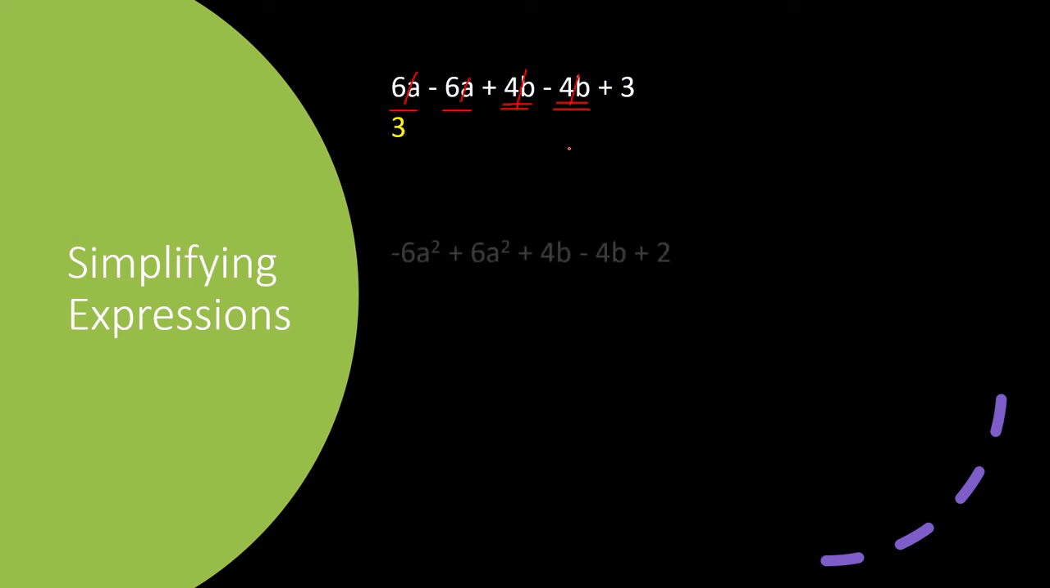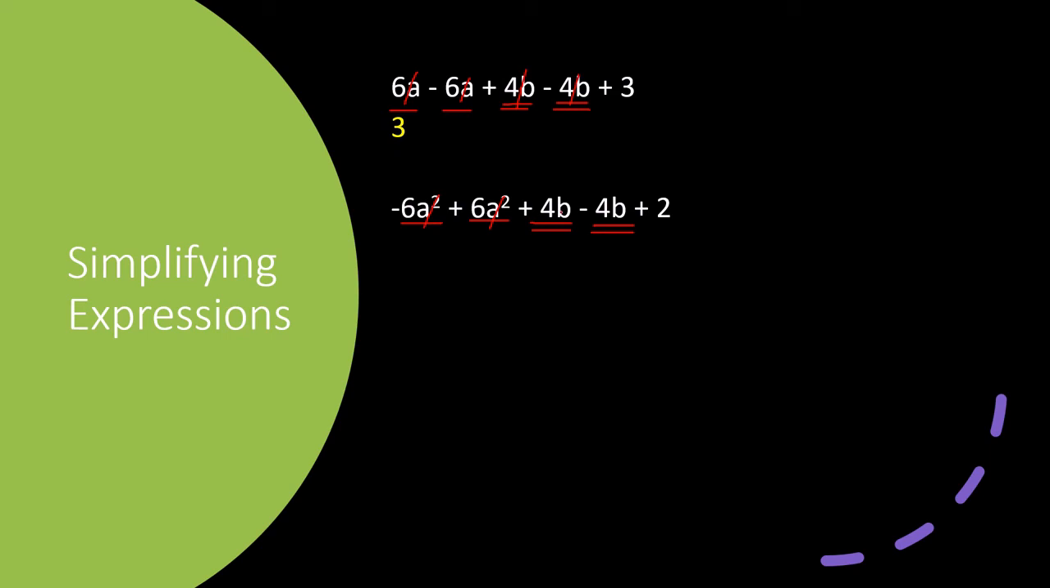Let us look at our next example right here. Now I have minus 6a squared plus 6a squared, and then these are my like terms, and then I have positive 4b minus 4b as my other like terms. Then I have the 2 right here by itself. Notice that I use these little sticks or this underline method to identify my like terms first. So as you can tell, minus 6 plus 6 is going to be equal to 0. So these two are going to cancel each other.